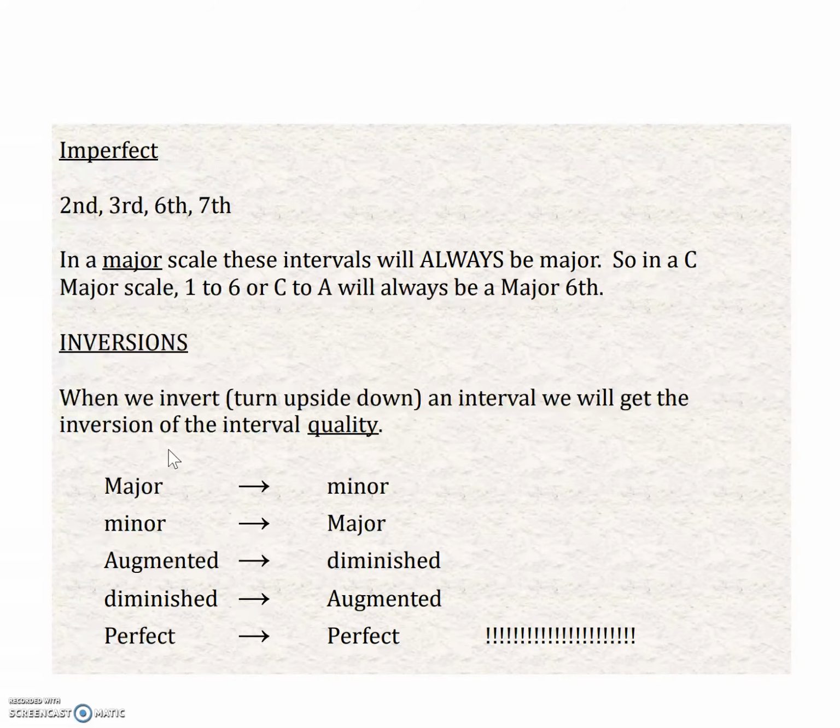If I'm in the key of B flat major, 2 flats, and I want to go from B flat to G, B flat 1, C 2, D 3, E flat 4, F 5, G 6, there we have another major sixth.